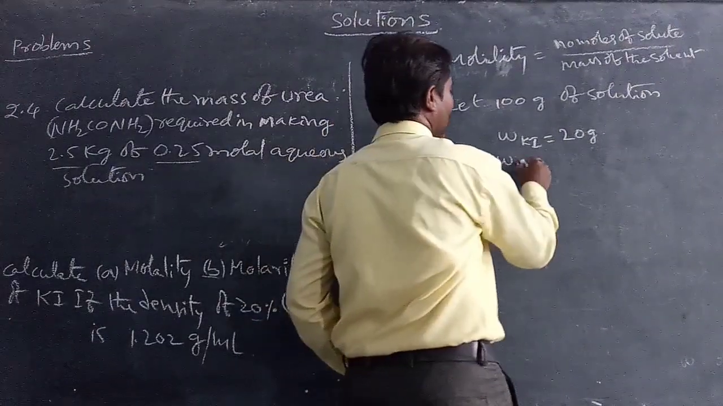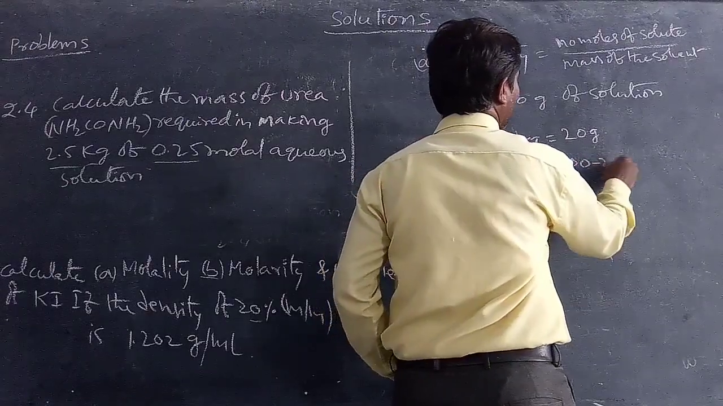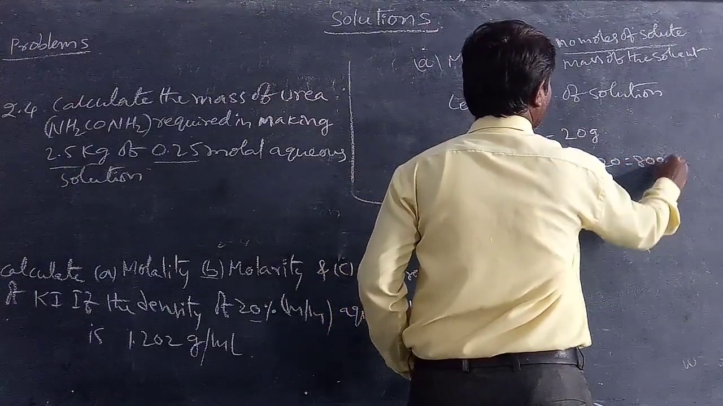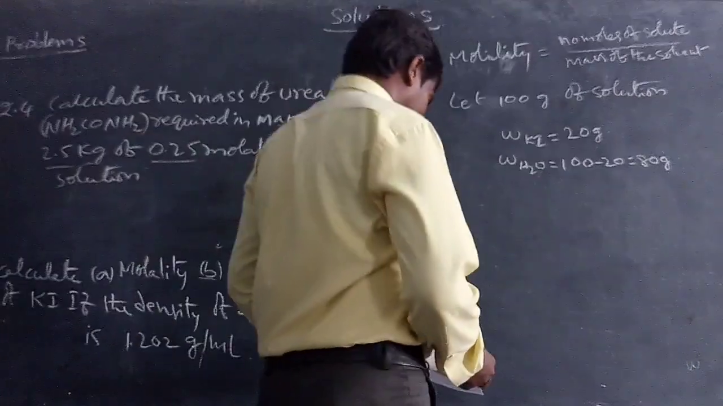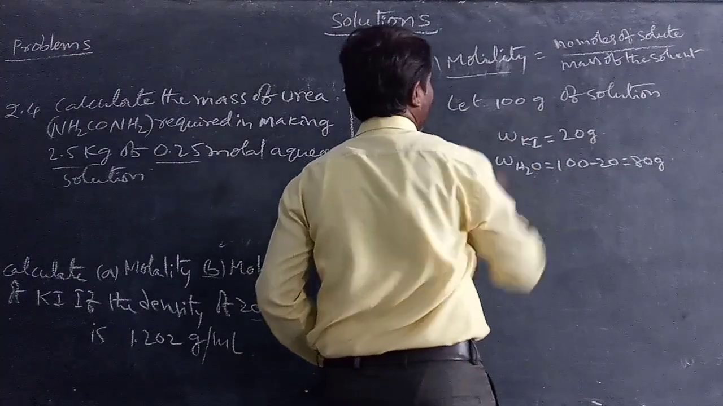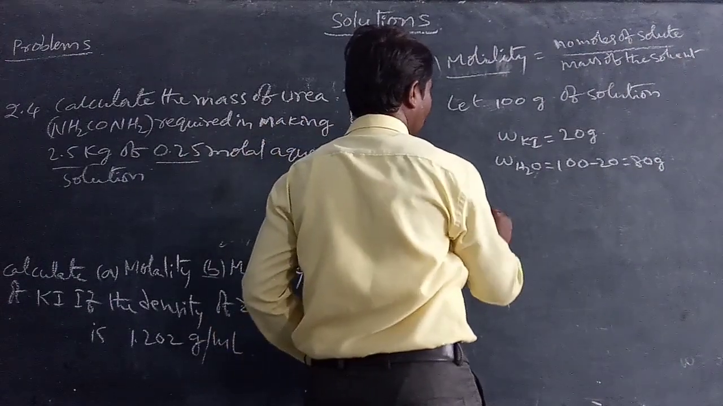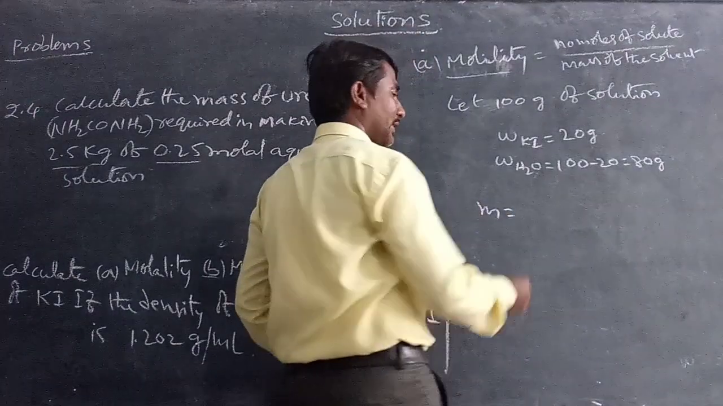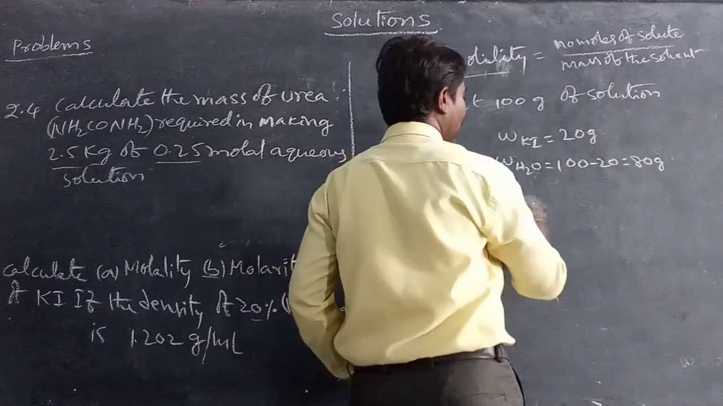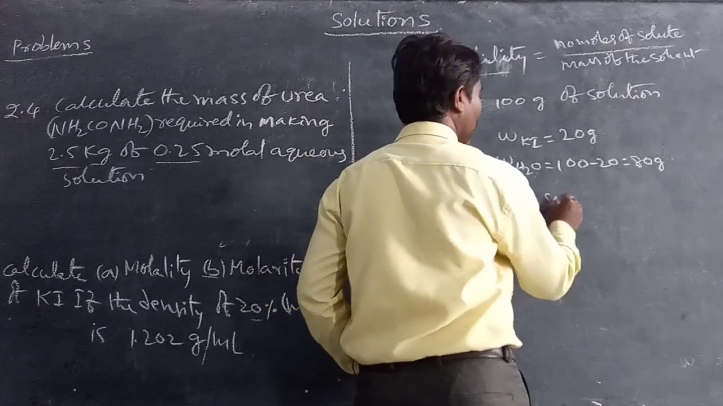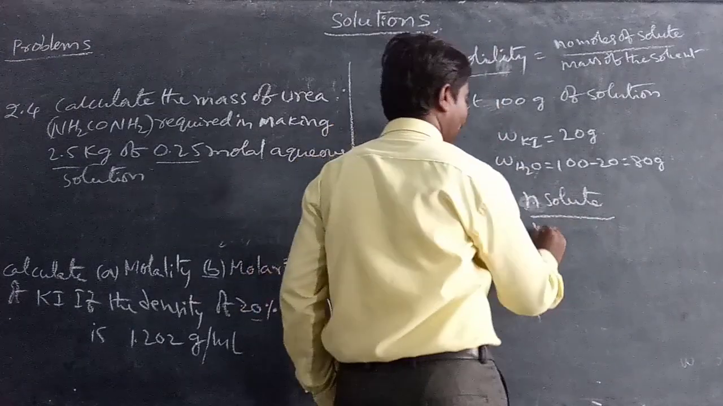Then the weight of water: 100 minus 20 equals 80 grams. Now, what is the molality? Molality m equals the number of moles of solute divided by the mass of the solvent.